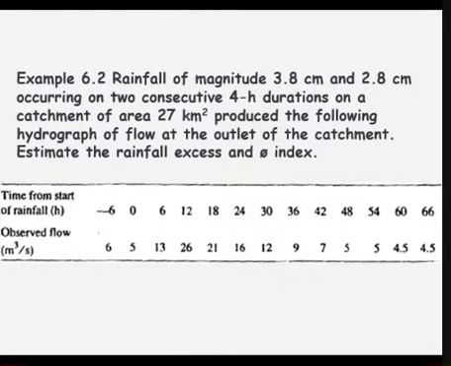Example number 2. Rainfall of magnitude 3.8 centimeter and 2.8 centimeter occurring in two consecutive 4-hour durations on a catchment of area 27 kilometers squared produced the following hydrograph of flow at the outlet of the catchment. Estimate the rainfall excess and the phi index.